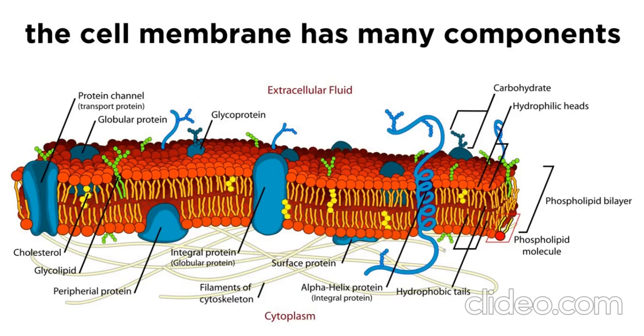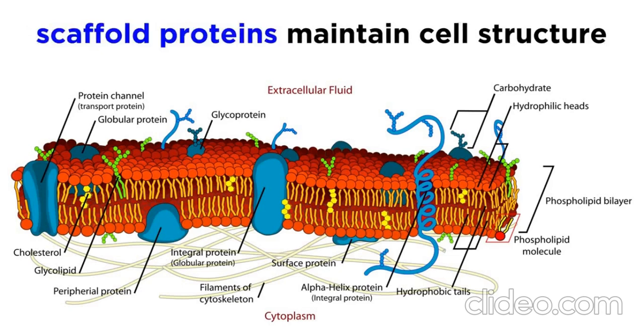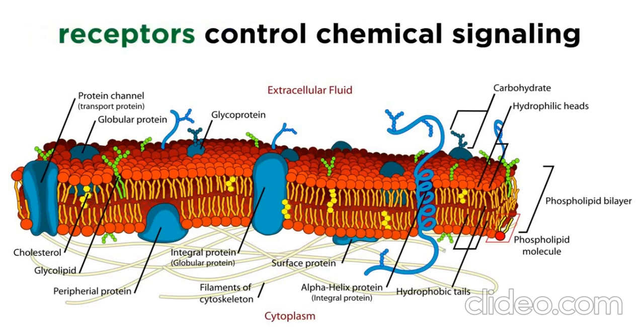Beyond transport proteins, there are many other types of proteins in the cell membrane. There are glycoproteins with oligosaccharide chains jutting out that help cells recognize one another. There are scaffold proteins that bind with structures inside or outside of the cell to maintain cell shape and location. And lastly, there are receptor proteins that receive signals from outside of the cell. Let's learn about those next.